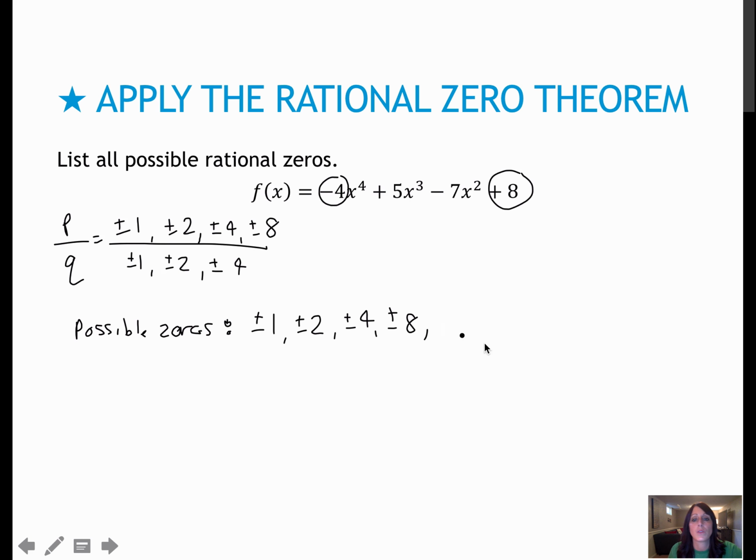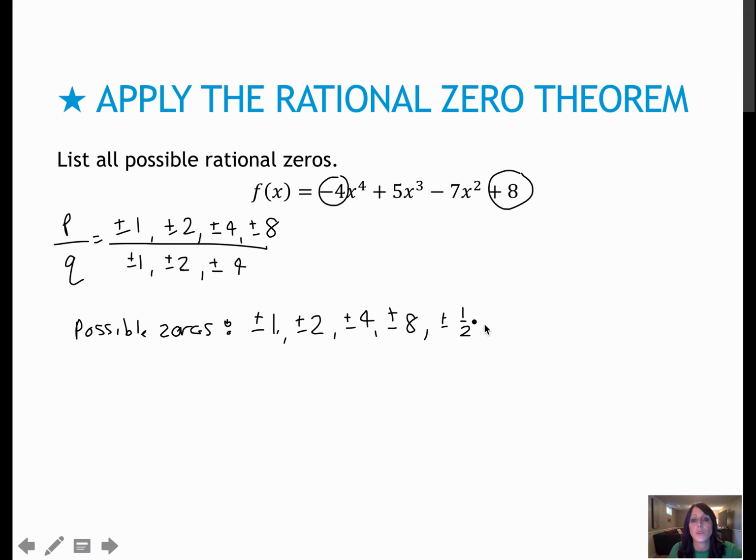It could also be 1 over 2, 2 over 2, which reduces to 1, and I've already listed 1, 4 over 2, which reduces to 2, and I've already listed 2, and then 8 over 2, which reduces to 4, and I've already listed 4.